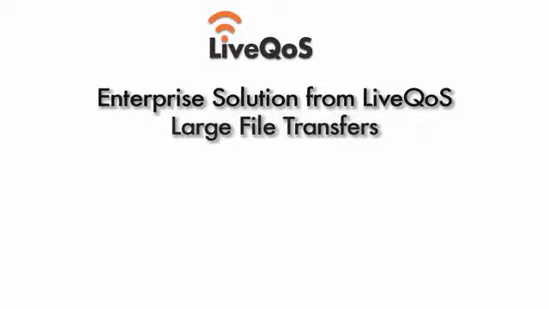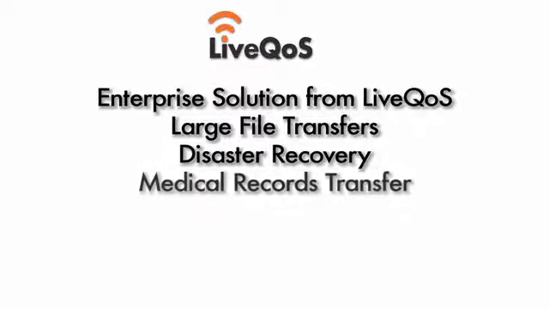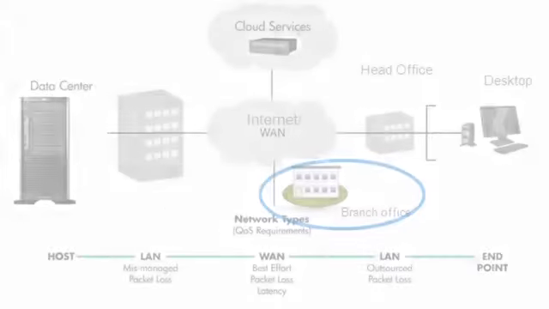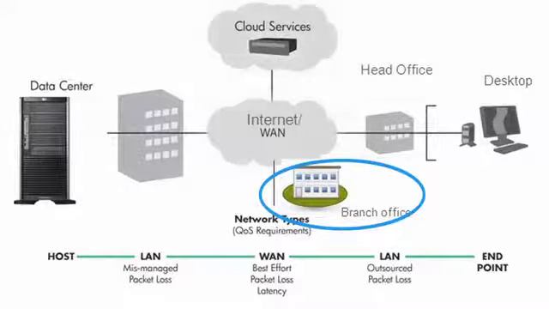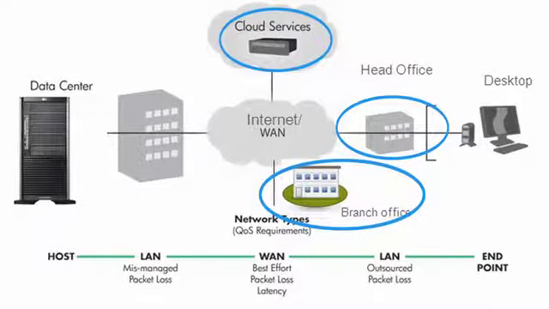IPQ can help enterprises with large file transfers. Typical use cases for this would be disaster recovery, medical record transfers, or data backups. As an example, the branch office in this diagram wants to back their data up to the head office, or the head office wants to perform disaster recovery from the cloud.